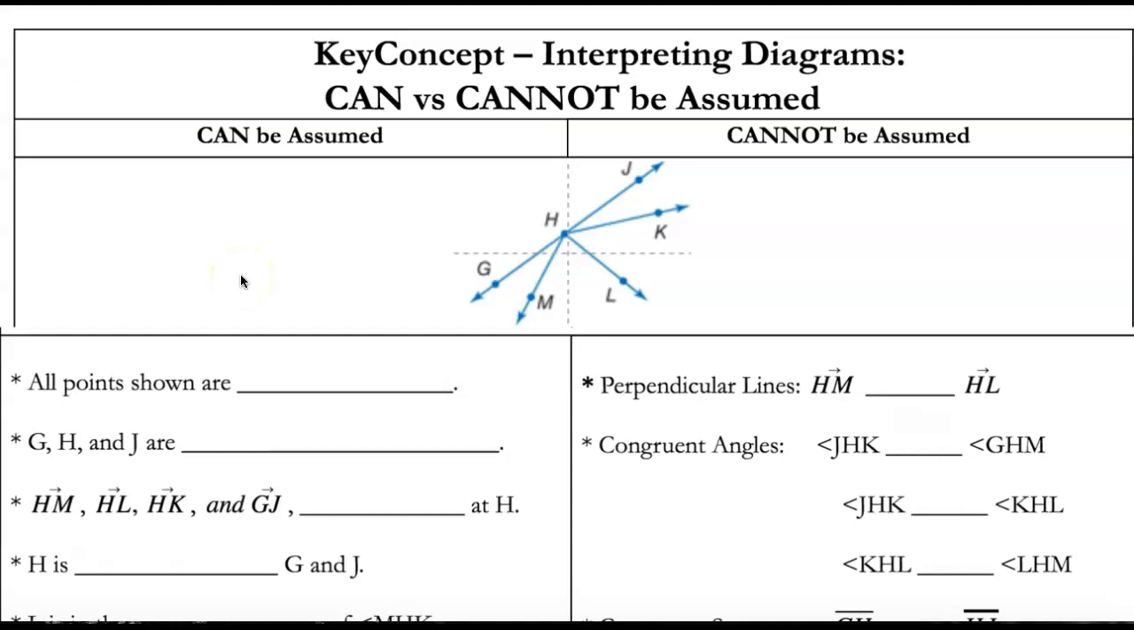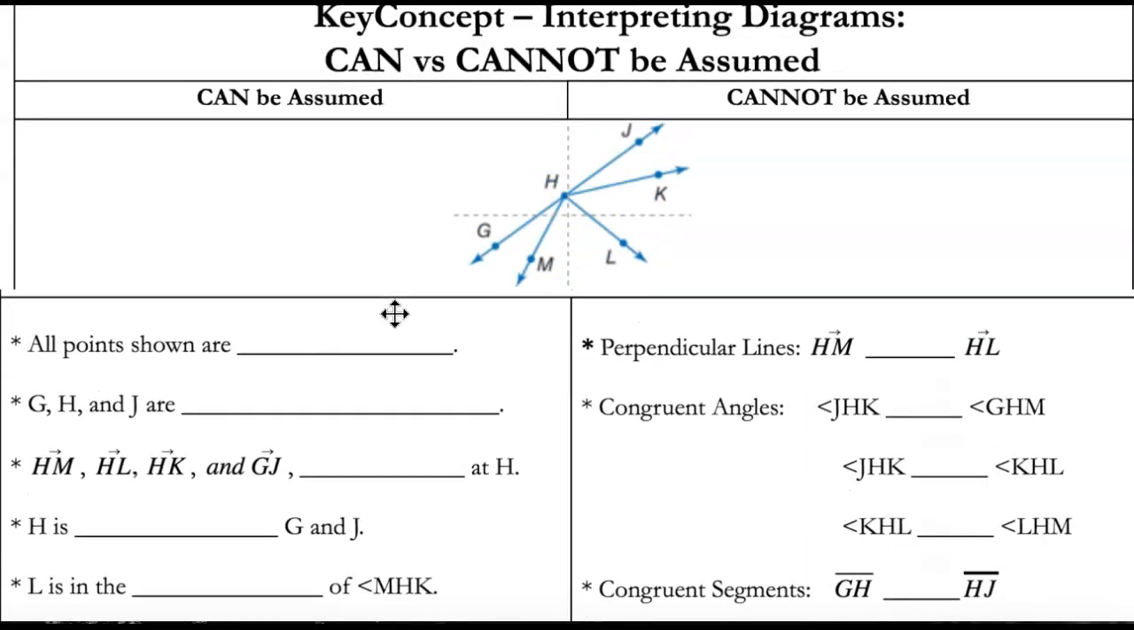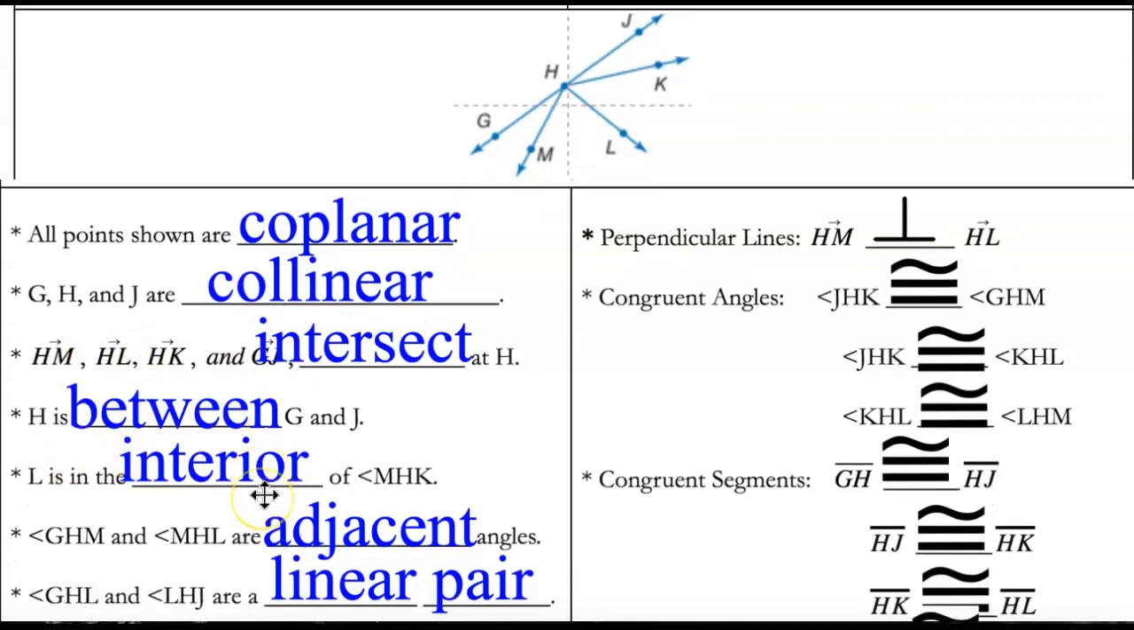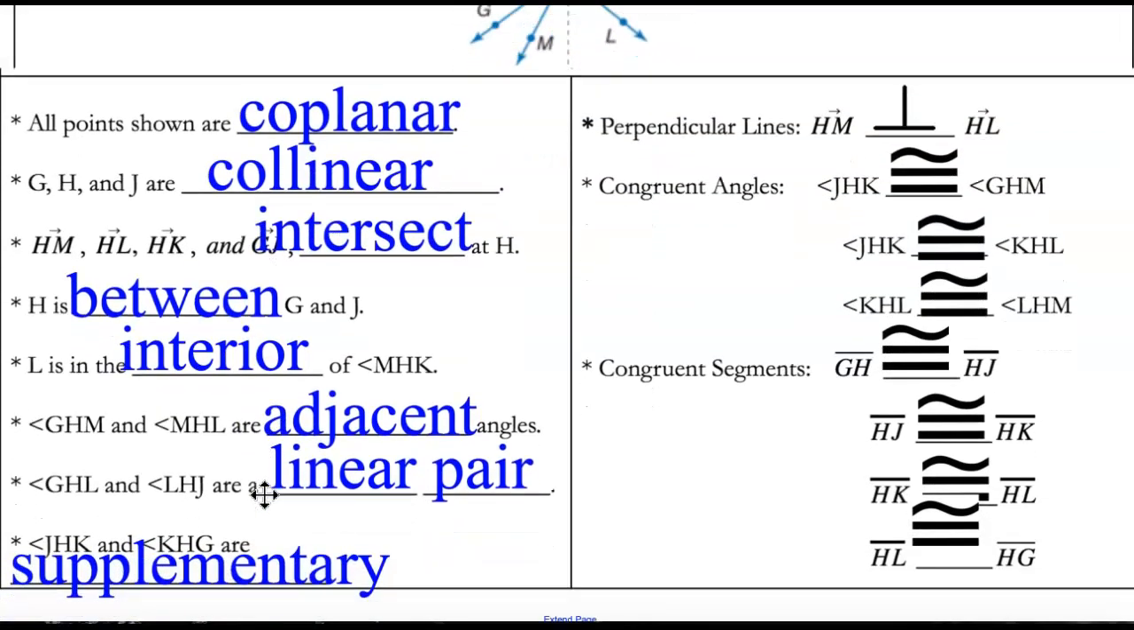Here we have some things that we need to talk about in geometry. Oftentimes in geometry things are not drawn to scale, so you cannot make assumptions just because it looks a certain way or you think it is that way. It has to be proven. Things that can be shown: all points shown are coplanar. G, H, and J are collinear. Lines HM, HL, HK intersect at H. We can say H is between, and I can say also that L is in the interior.